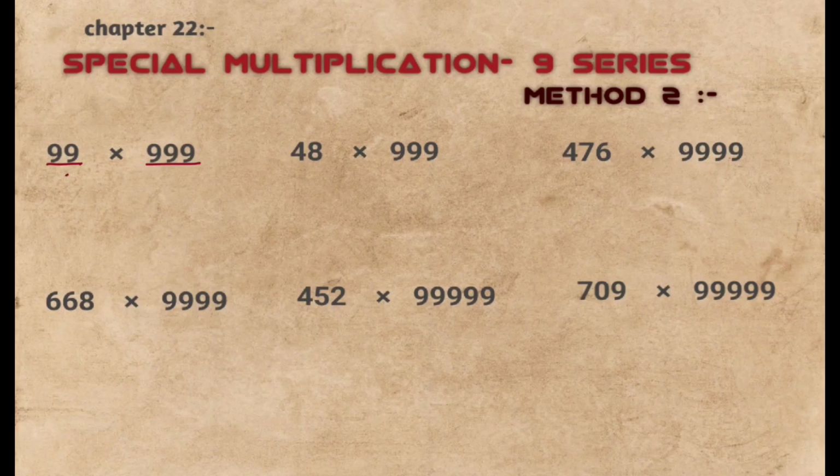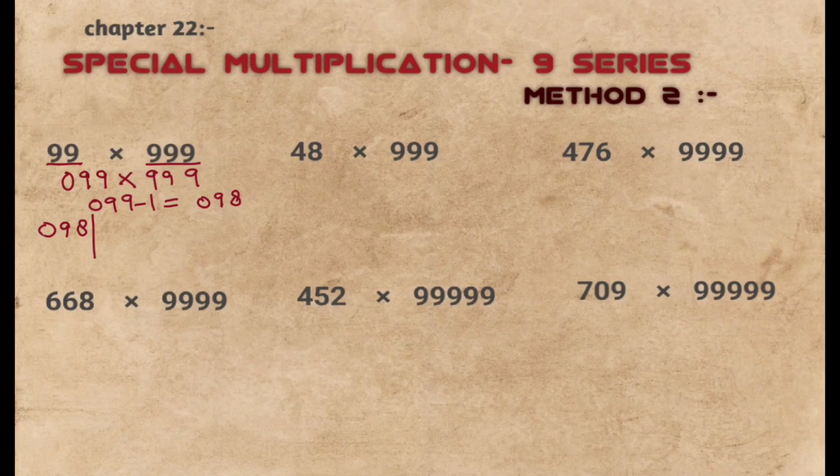So we'll add 0 over here, 099, to equate the digits on both sides. Multiply by 999. Now here the method is again the same. So first we'll minus 1 from 99. So 099 minus 1 gives you 098. So now write here 098.